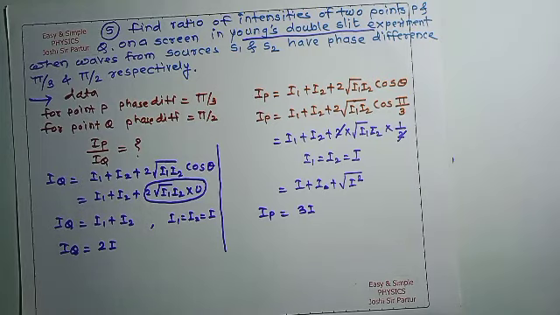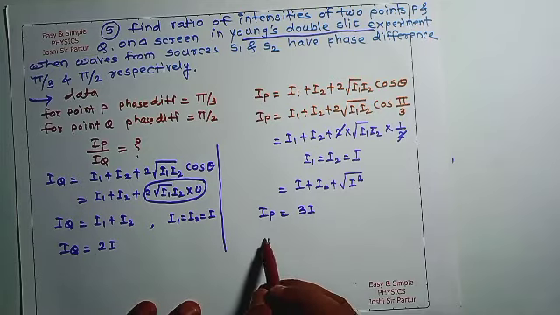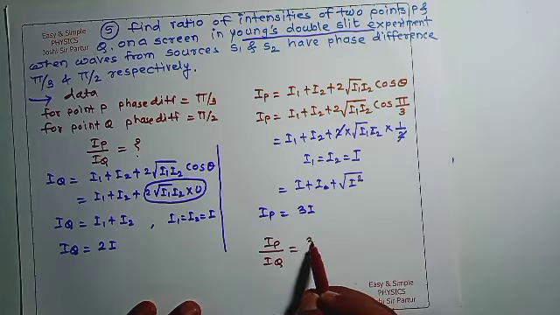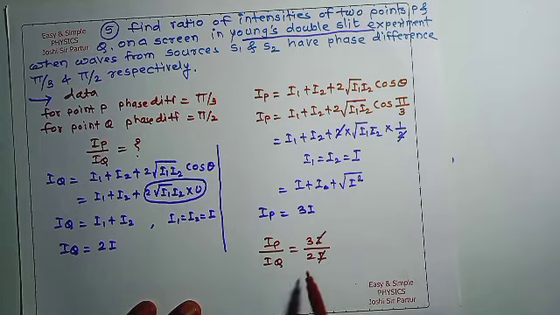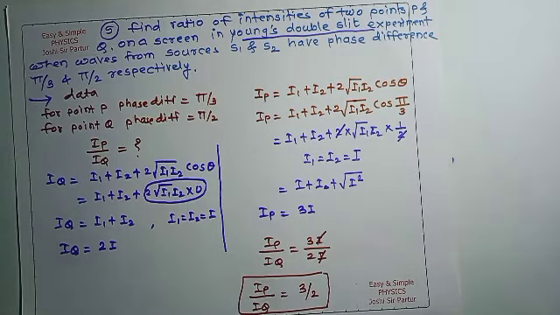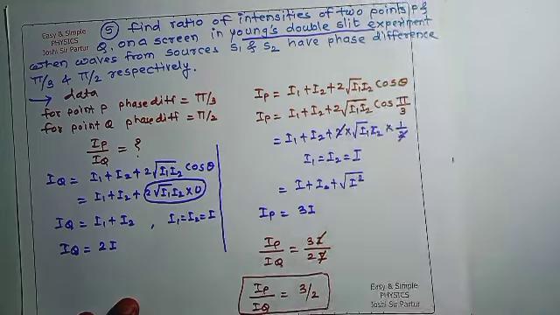Here we can find out the ratio of intensity at P to the intensity at Q. So IP upon IQ is equal to 3I upon 2I. I gets cancelled, and the ratio of intensity at P to intensity at Q will be 3 upon 2. That will be the ratio, and this is the answer for question number 5.